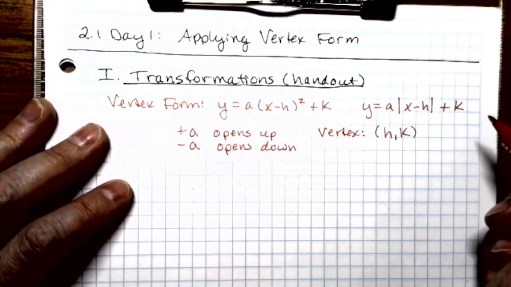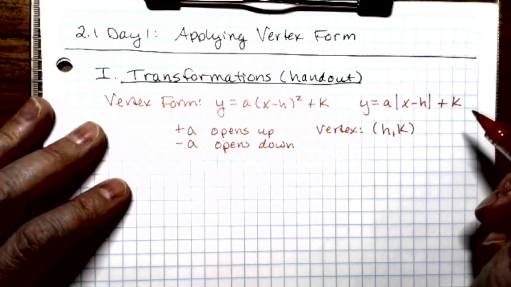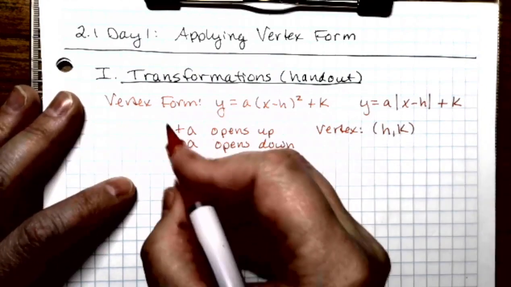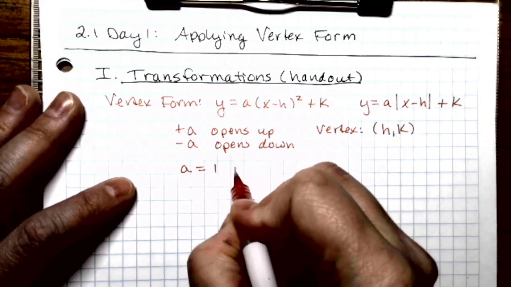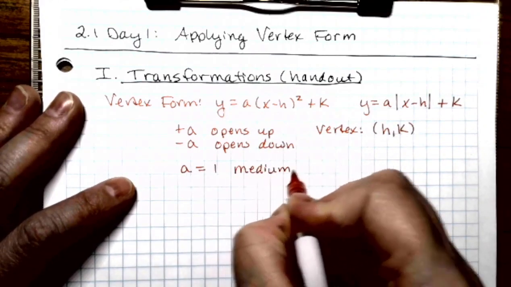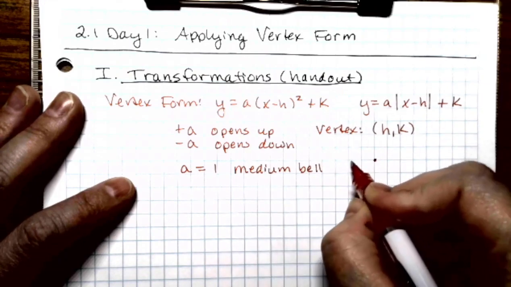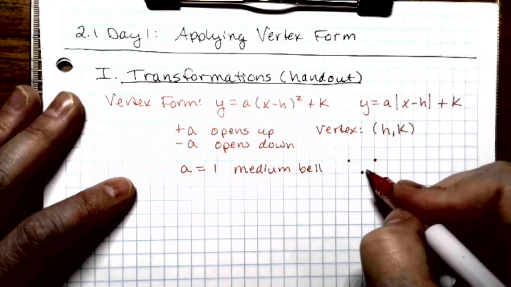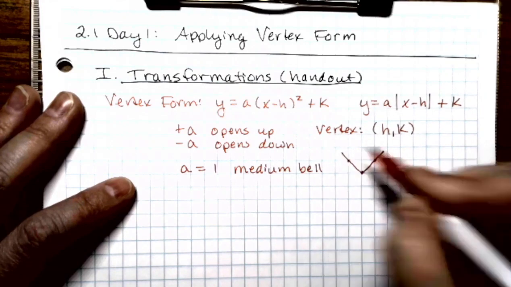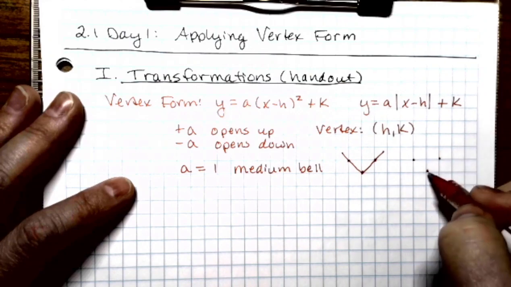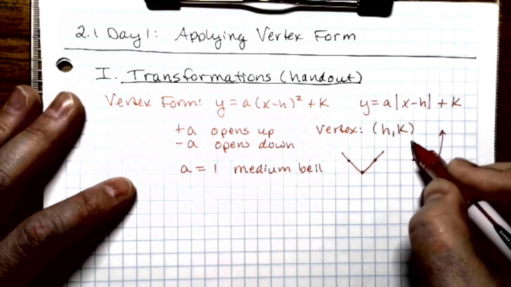And the a can also tell you how steep or flat looking the curve or the V is going to be. If a equals exactly 1, it's going to have what we say a medium bell, which means you'll have a vertex and then it will go through the corners. In the case of an absolute value graph, it will look like a V going through the corners. In the case of a parabola graph, it will look like a curve.